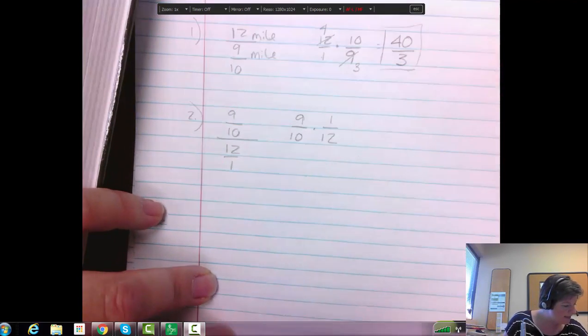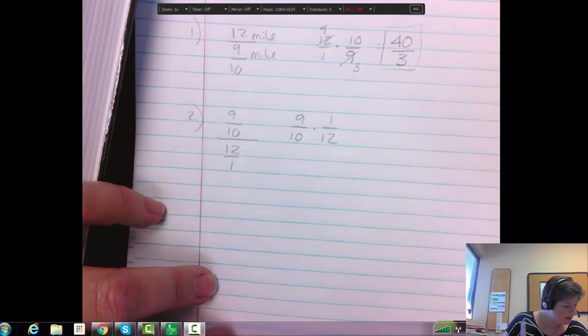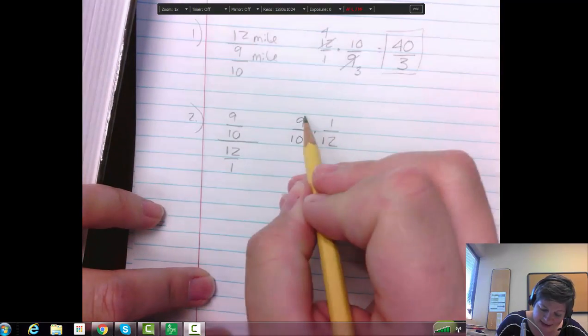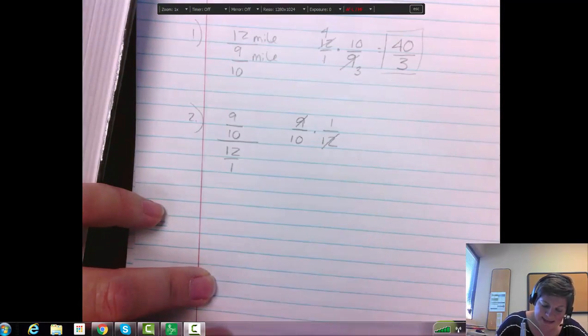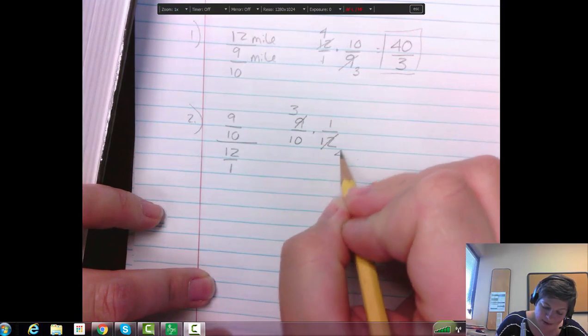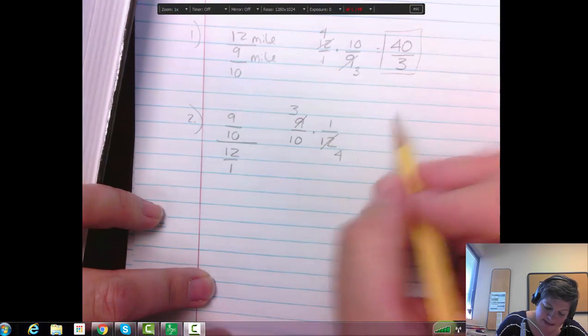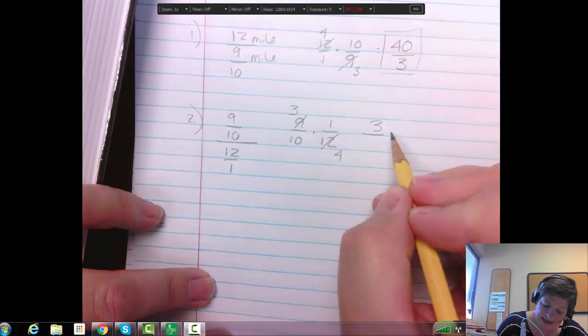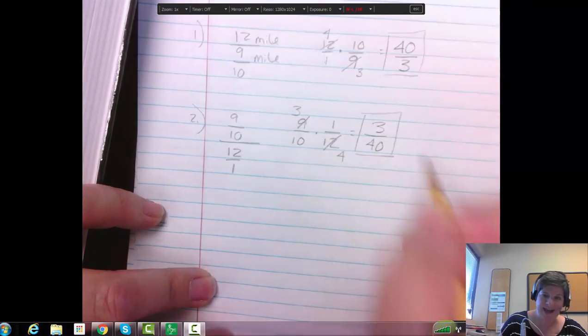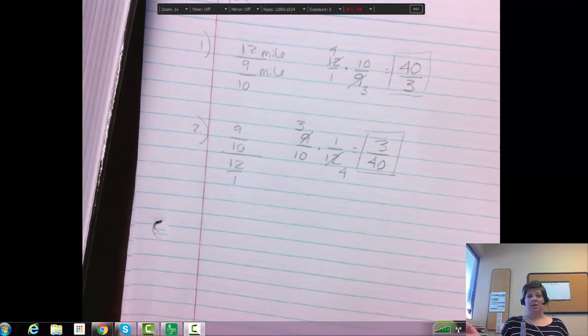All right, and then we need to reduce the 3 out of the 9 and 12 again. So divide 3 into 9 and we get 3. Divide 3 into 12 and we get 4. So 3 times 1 is 3 and 10 times 4 is 40. 3 fortieths.